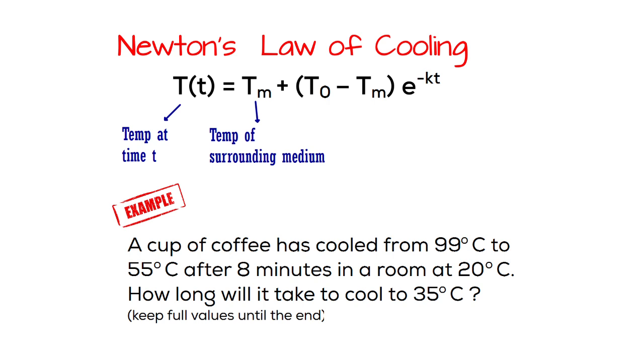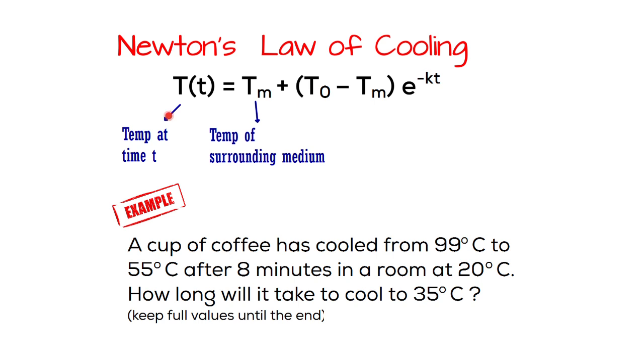So here we go. You have a cup of coffee. It has cooled from 99 degrees to 55 degrees after 8 minutes in a room at 20 degrees Celsius. Boom. All of that info. Let's look at what we could fill in. This is your ending temperature, so that's 55. The surrounding medium is 20. The initial was 99. Surrounding medium was 20. E is just a number. I don't know what K is, but I know it happened in 8 minutes. So I have everything except for the K. So I'm going to use that first sentence to go find K.